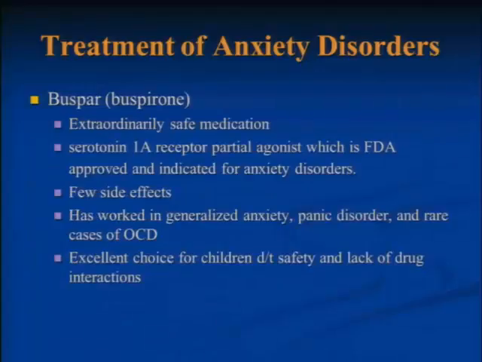Buspar. Buspar has been around for a long time. It was invented to sort of replace Valium. It works on the serotonin 1A receptor. It's a partial agonist, which is a cool little thing. That is that if there's a whole bunch of serotonin around, it blocks. If there's not enough serotonin around, it stimulates. So it kind of can do two things at once. Very safe medicine. The major problem with Buspar is most people underdose it.